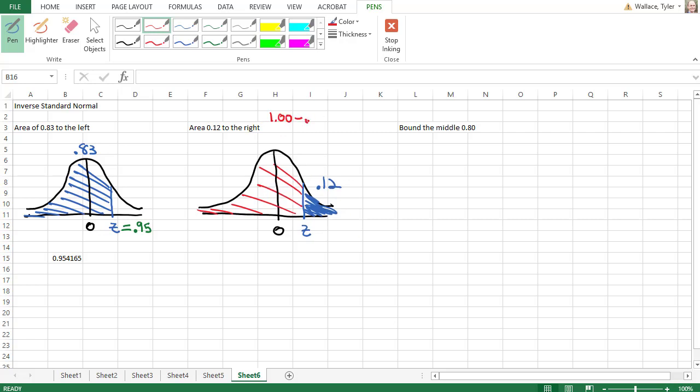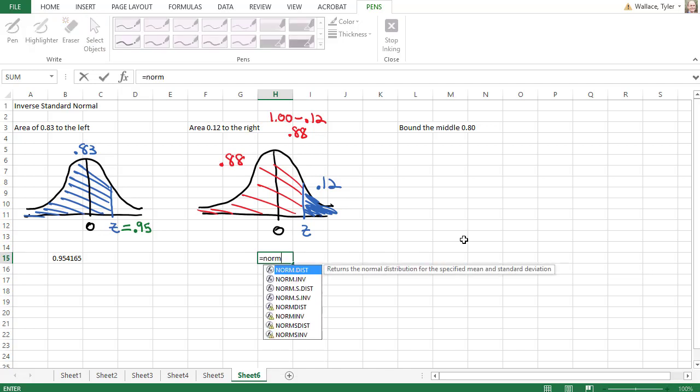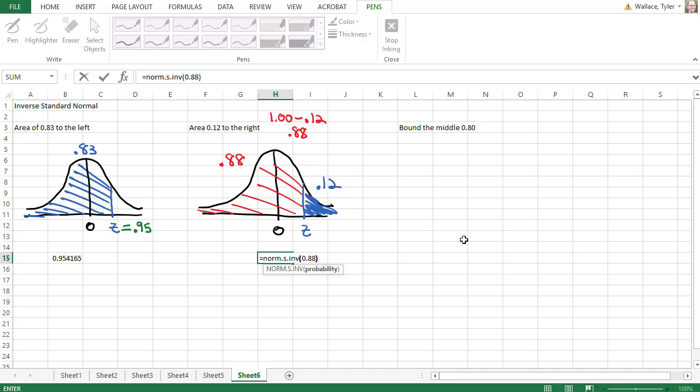And if we subtract off the 0.12 that's to the right, that's going to leave 0.88. So the area here to the left is 0.88. So that's actually what we're going to ask Excel to find. We're going to ask Excel to find an area to the left of 0.88. So we'll do norm.s.inv for the inverse. Because we know the area, we want the z-score. An area of 0.88 in the parentheses tells us that that z-score that gives us 0.88 on the left, 0.12 on the right, is about 1.17.